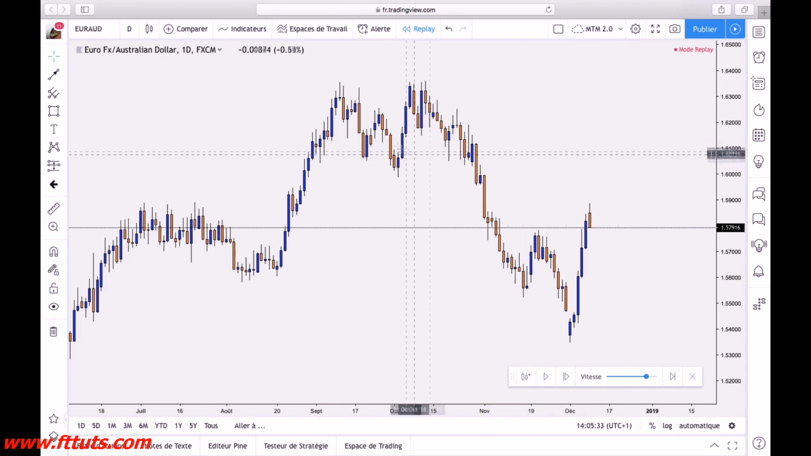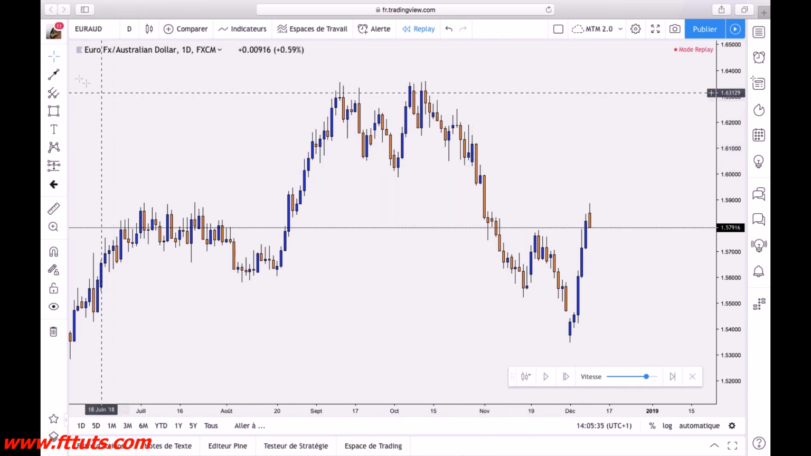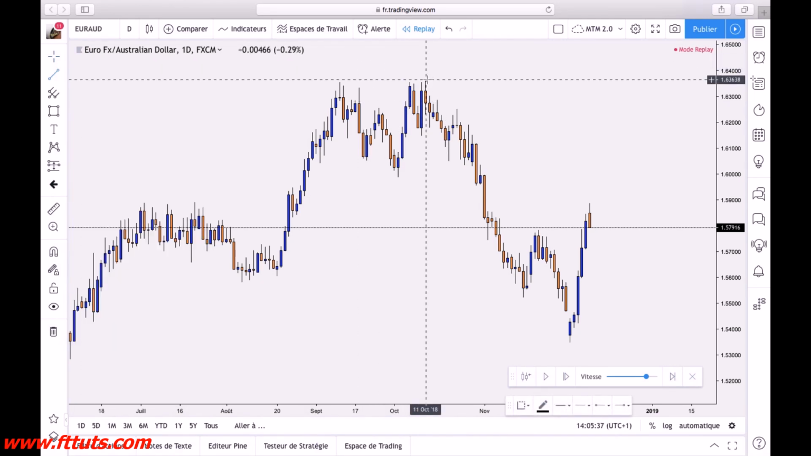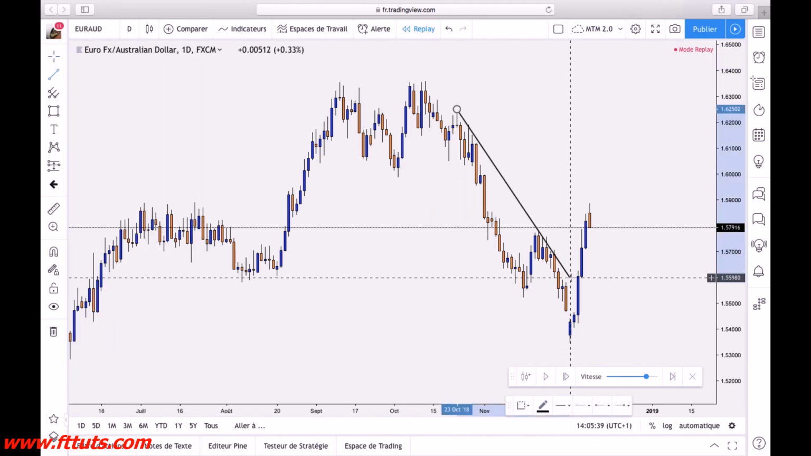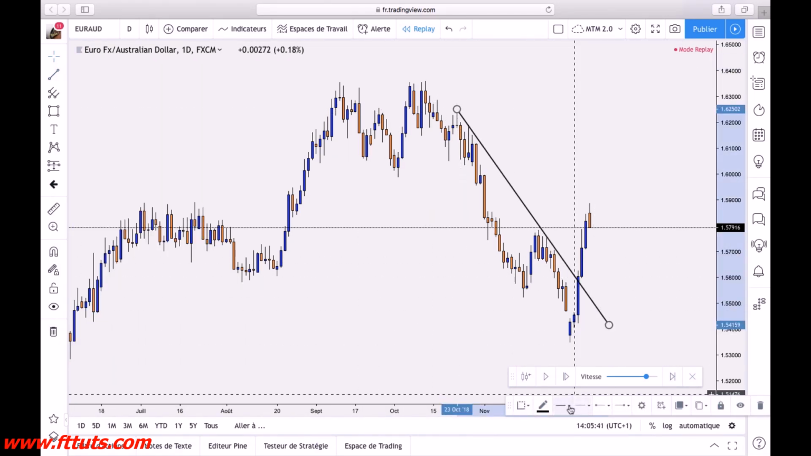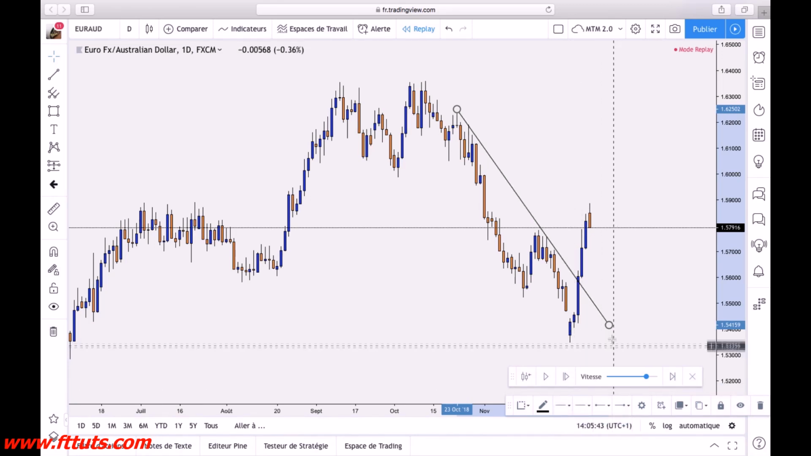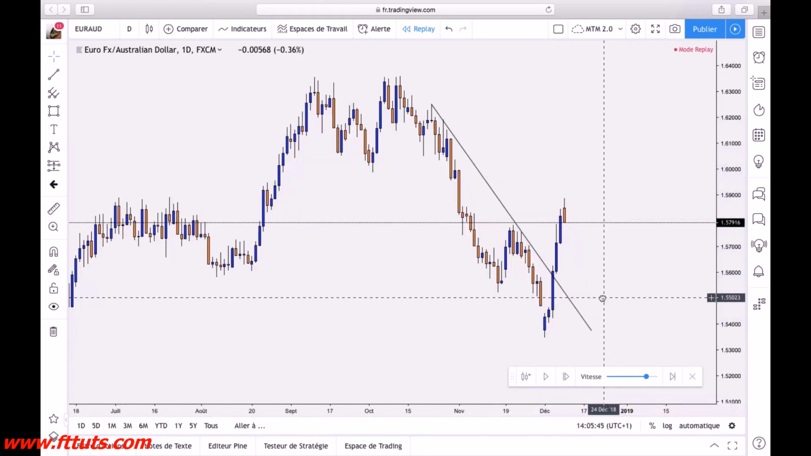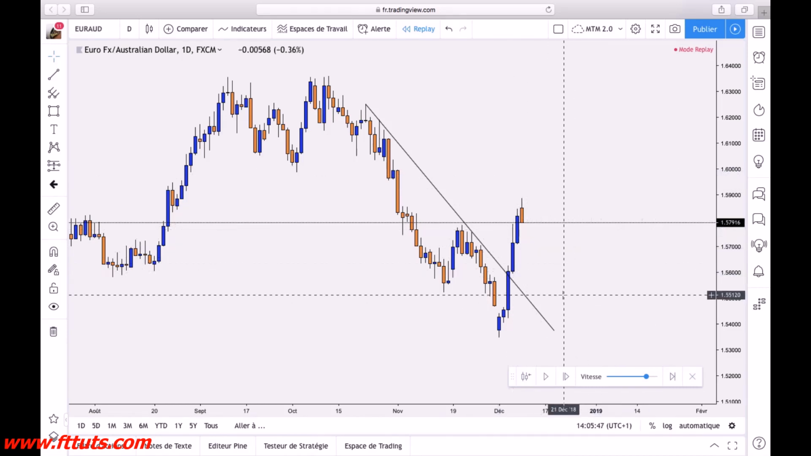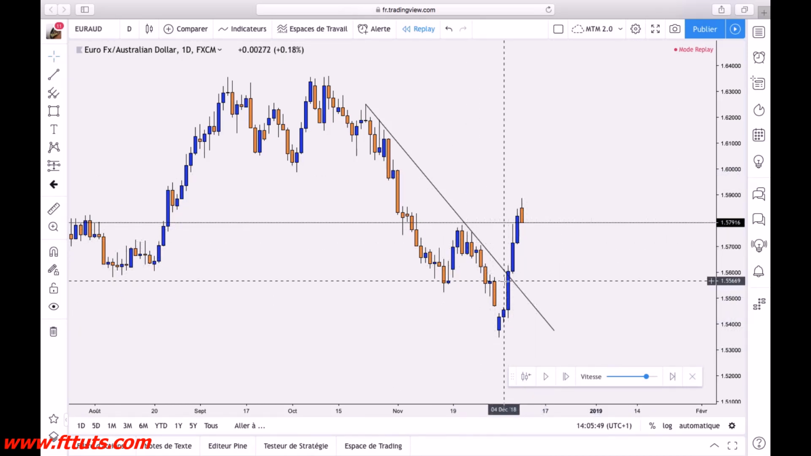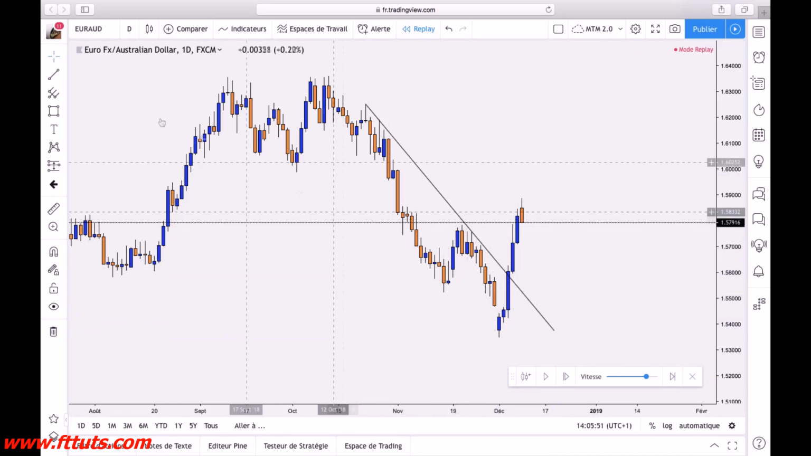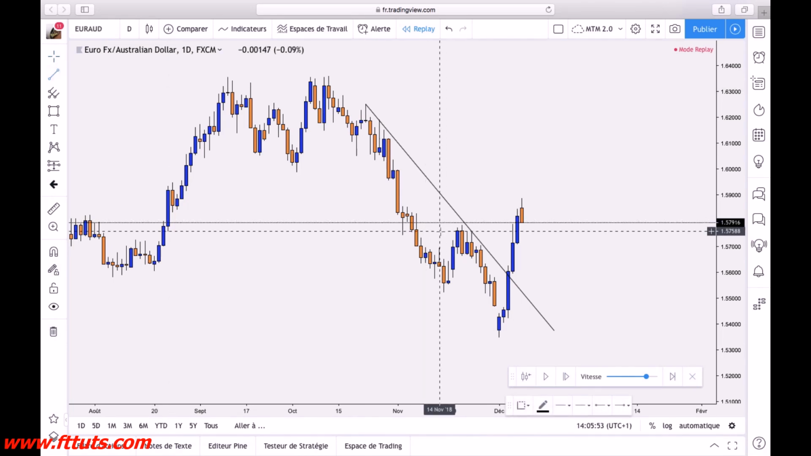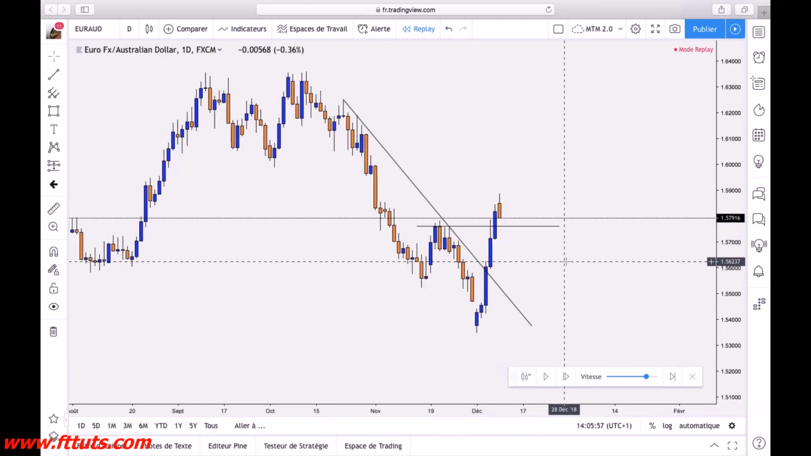Let's take a live example. As you can see, it was a bearish trend. Then the price broke the trend line, and now the price is supposed to make a retest on the last lower high.